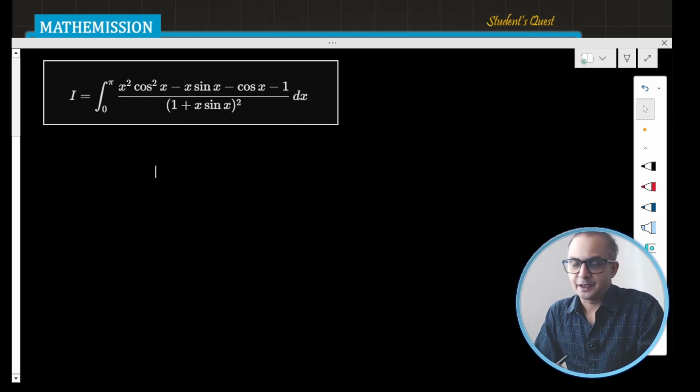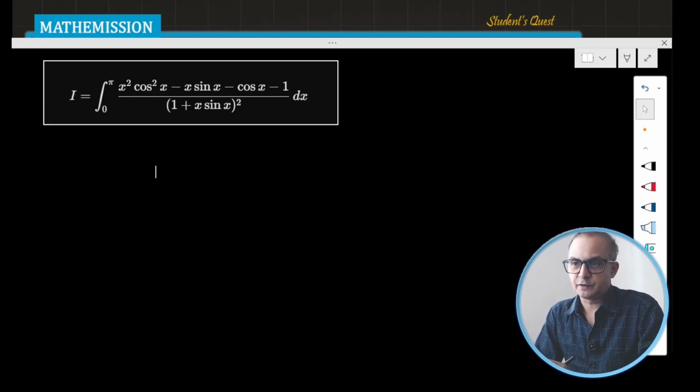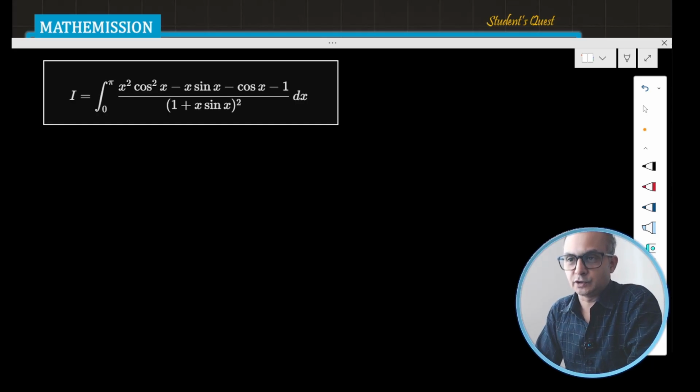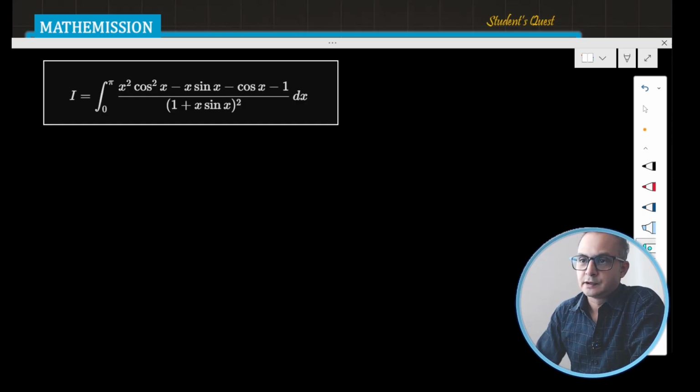Hello everyone. In today's Student's Quest, we have to solve this definite integral problem, and it is asked to find the integral of 0 to pi. The bounds are there, and the numerator of this integrand is x squared cos square x minus x sin x minus cos x minus 1. The denominator is (1 plus x sin x) the whole square.